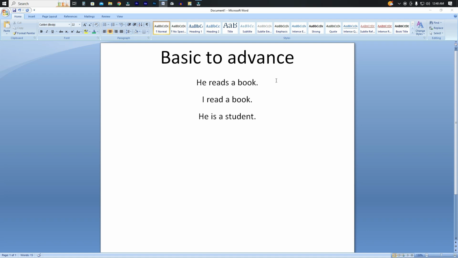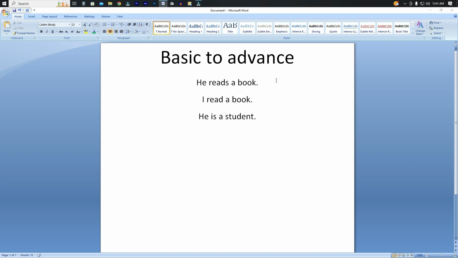I'm gonna read it for you. One, he reads a book, and the second one, I read a book, and the third one, he is a student. So can you see the differences between the sentences above? Reads. The first sentence reads, there is an s with the verb read, and in the second sentence there is no s with the verb called read.